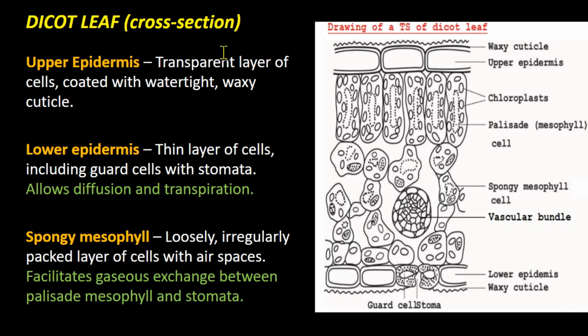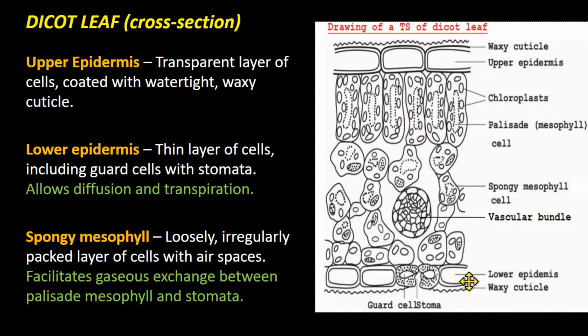Here we have a cross section, a transverse section of a dicot leaf. So if you were to make a cut through a leaf and put it under a microscope, these are the layers of cells that you're going to see. So firstly, we have the upper epidermis. So this is a transparent layer of cells. And the transparency helps because it basically facilitates propagation of sunlight into this palisade mesophyll layer, which contains a lot of chloroplasts. The next thing that it has is a waxy cuticle. And this is a watertight layer which will limit water loss to the top of the leaf.